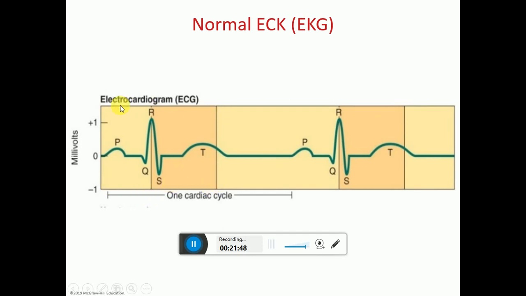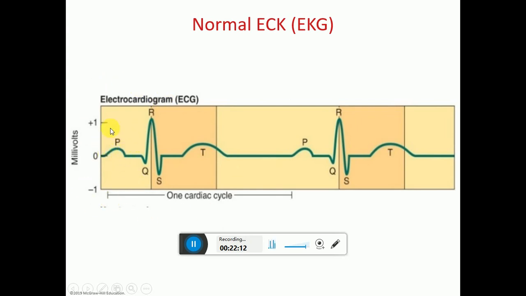So this right here is one cardiac cycle. We start off with a P wave, and then we have this QRS complex, and then there's a T wave, and then there is a little gap here, or that time until another heartbeat occurs. So let's understand what each wave stands for.